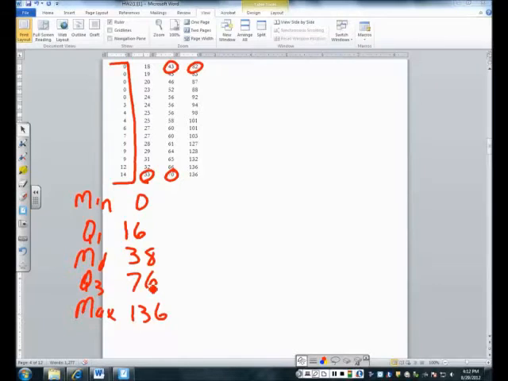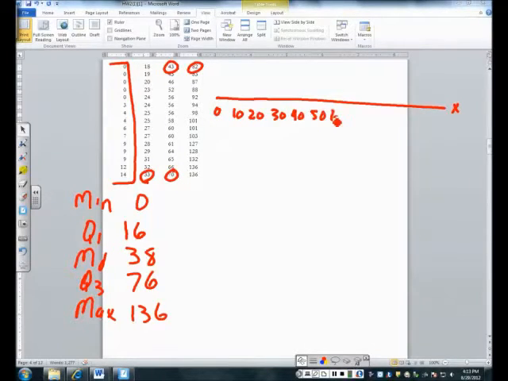And then a simple box plot is just a graph of those numbers, and I will put that up here. And so I'll just put an axis here of 0, 10, 20, 30, 40, 50, 60, 70, 80, 90, 100, 110, 120, 130, 140, 150.